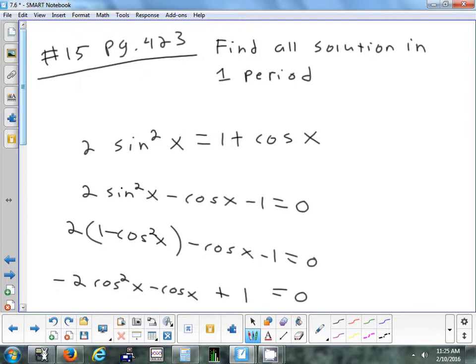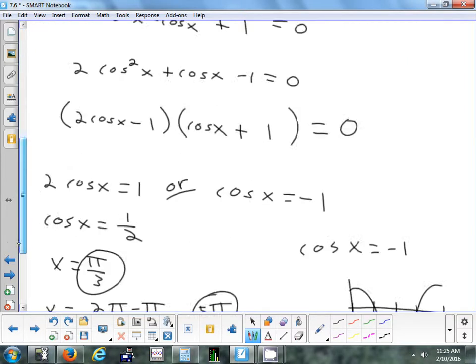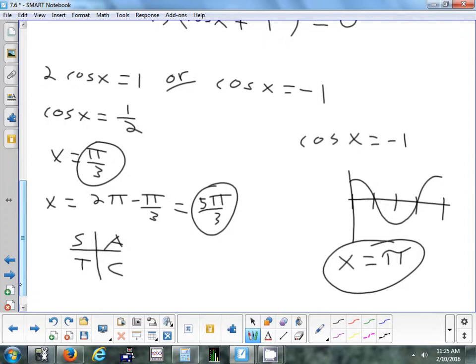2 pi. Right? So all the answers here to be within one period have to be within a distance of 2 pi from each other. I would just go 0 to 2 pi as your window. Are all these answers that we have here, pi, 5 pi over 3, and pi over 3, between 0 and 2 pi? Yes. 6 pi over 3 would be 2 pi. So 5 pi over 3 is less than that. So these are all correct. Any question on that one?